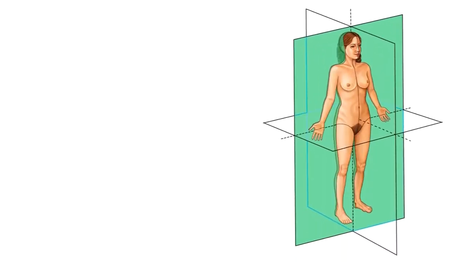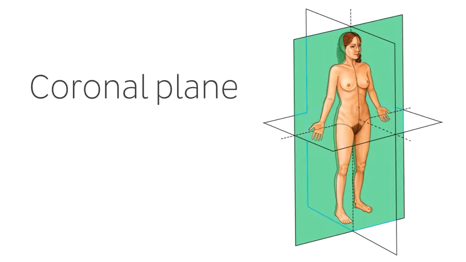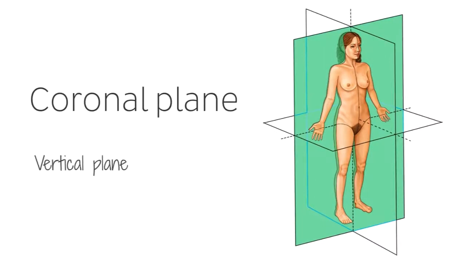First, let's talk about the cardinal planes. The coronal plane is a vertical plane that divides the body into an anterior or front part and a posterior or back part. This plane runs parallel to the coronal suture of the skull, hence its name. The image you see on the right demonstrates the mid-coronal plane, which divides the body into equal anterior and posterior halves.